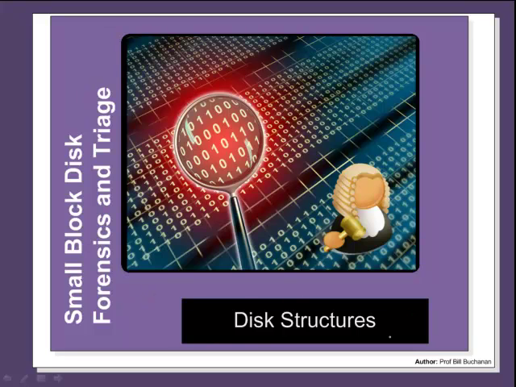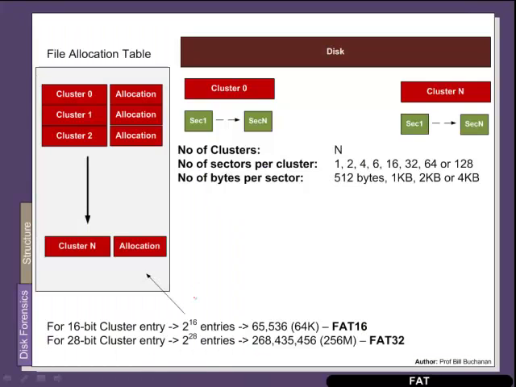Okay, so before we look at some of the ways that we can analyze the fragments of files on a disk, we'll have a look at some basic disk structures and see if we can understand how they operate. Within a disk we have what's called the file allocation table, and the disk itself is made up of a number of clusters. So here's cluster 0. And then each cluster is made up of a number of sectors.